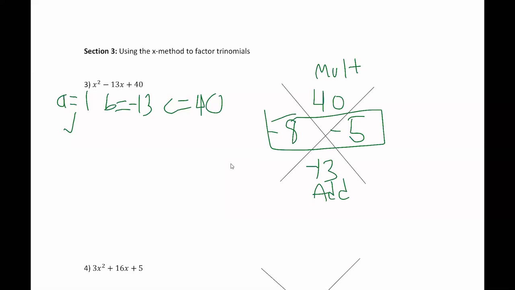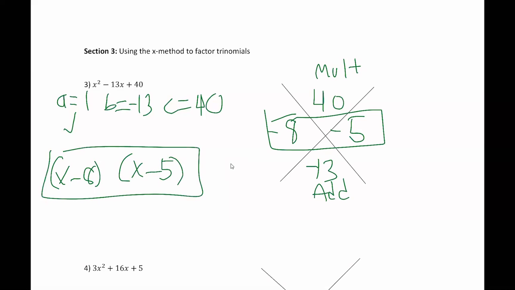So since our A is 1, we don't have to do grouping. So I can just write my answer as x minus 8, x minus 5. So we don't have to do all that extra stuff we saw last Friday. Since A equals 1, no grouping. I mean, you could do grouping. If you did, you'd still get the right answer, but you're doing extra work.